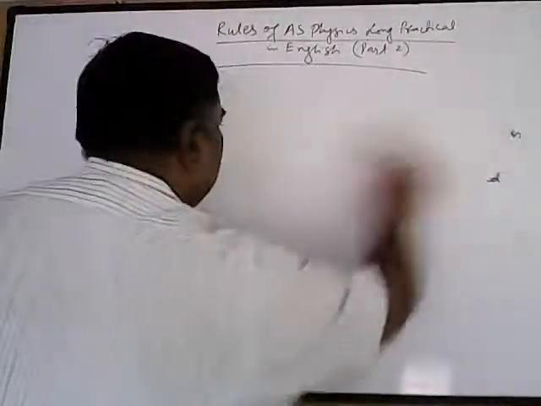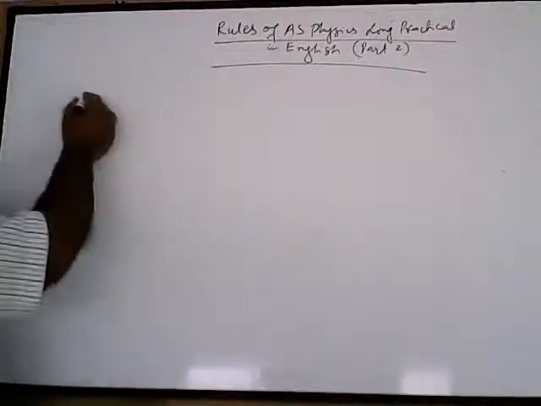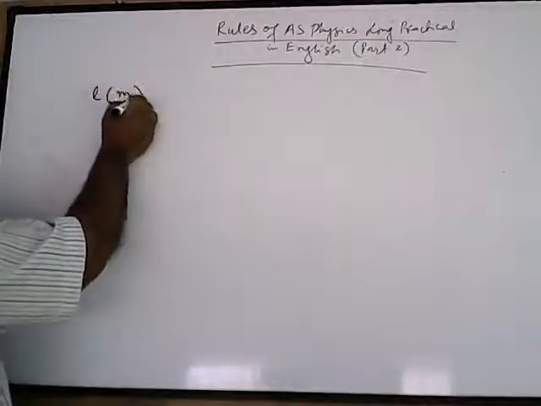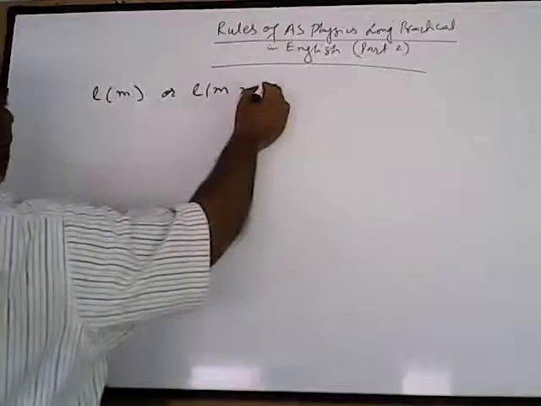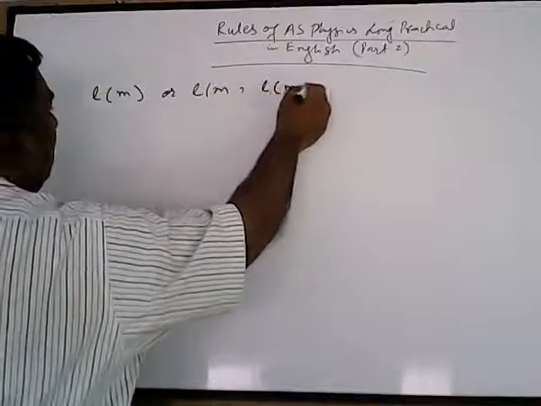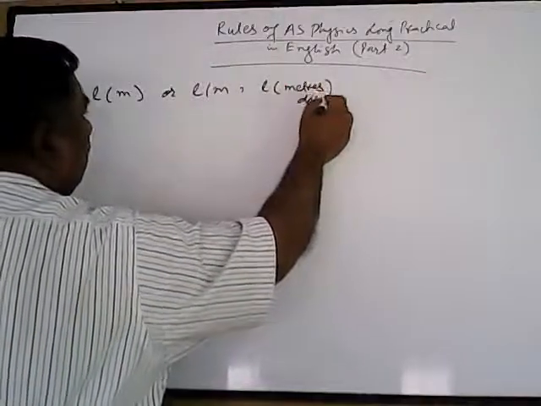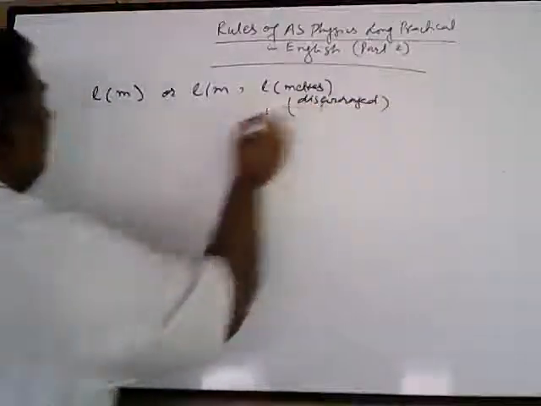Actually various notations are allowed. For example, if the length is measured in meters, I can write L (m), or I can write this; both are correct. Or I can write also in this one, L meters. But this must be discouraged. Although it is correct, it must be discouraged.